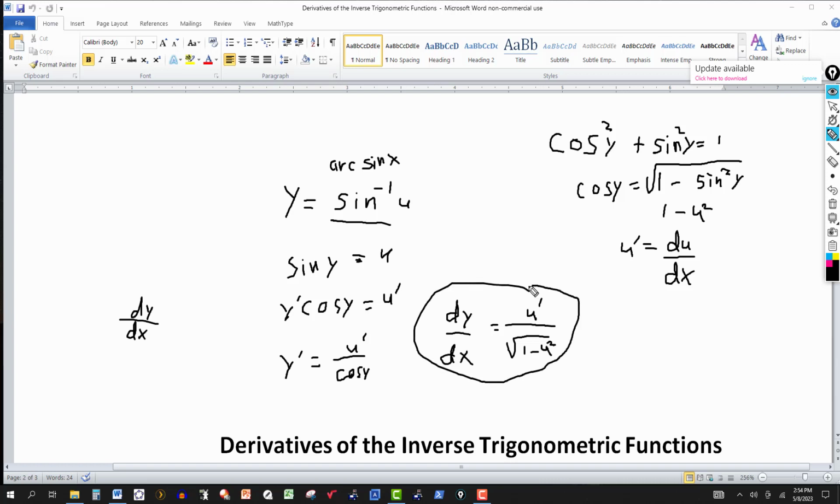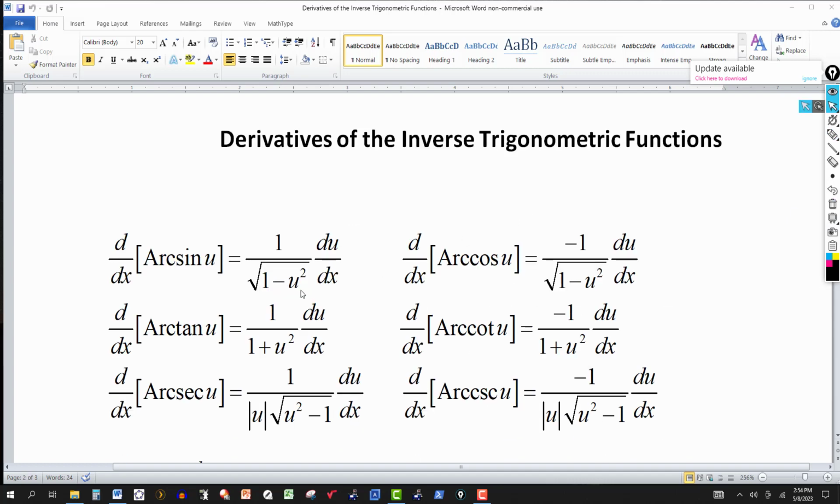And that's how you derive that form. Do the same thing with the others. You can also use the right triangle. But for right now, we're just going to apply the formulas. So there they are again.